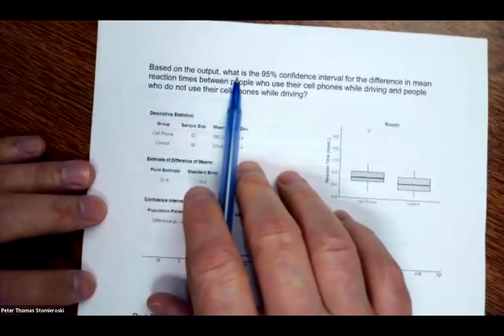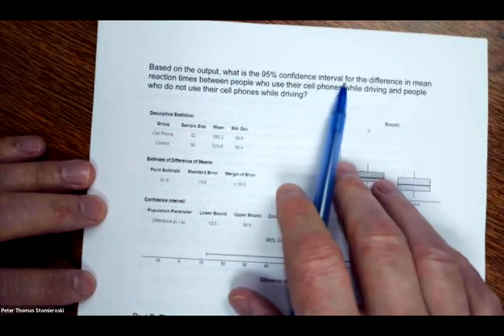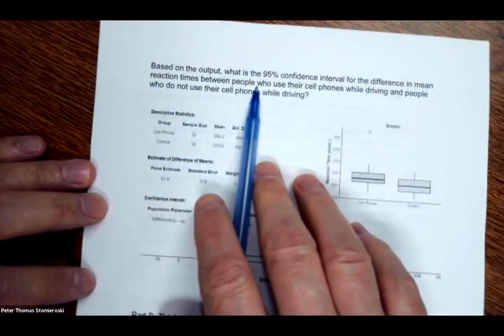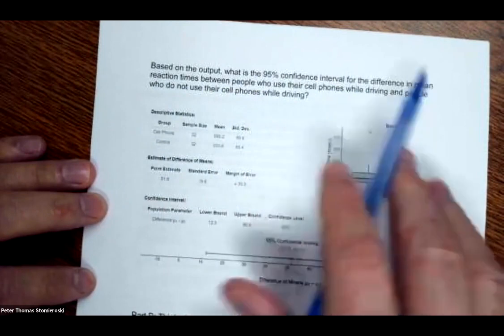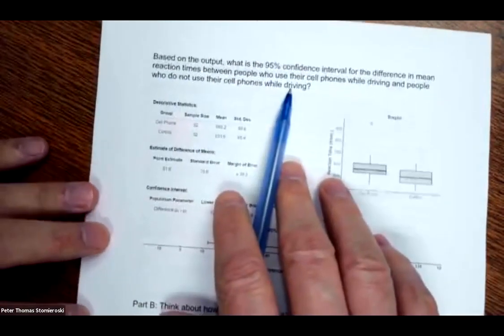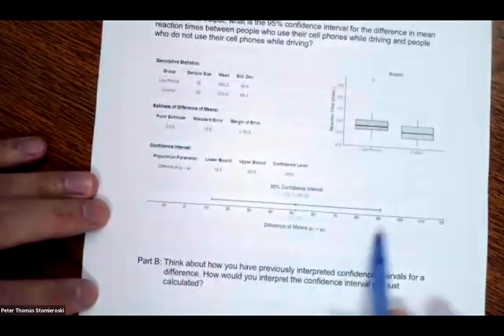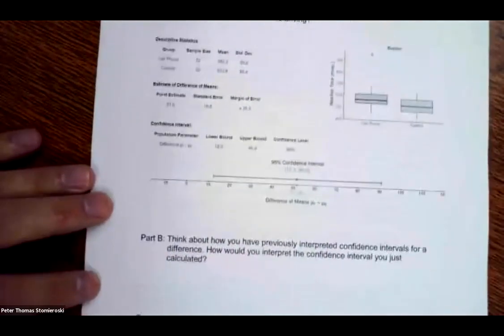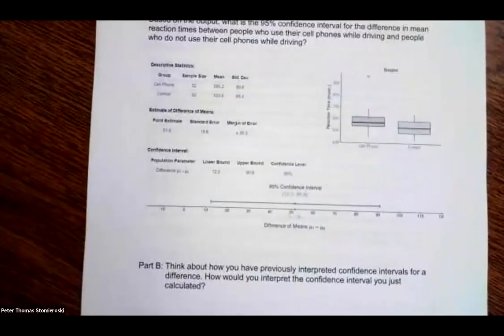Based on the output, what is the 95% confidence interval for the difference in mean reaction times between people who use their cell phone while driving and people who do not use their cell phones while driving? Again, this is the summary from the app that's copied and pasted into this lesson. So let me go ahead and show you how to get this into the app. Let me share the screen.